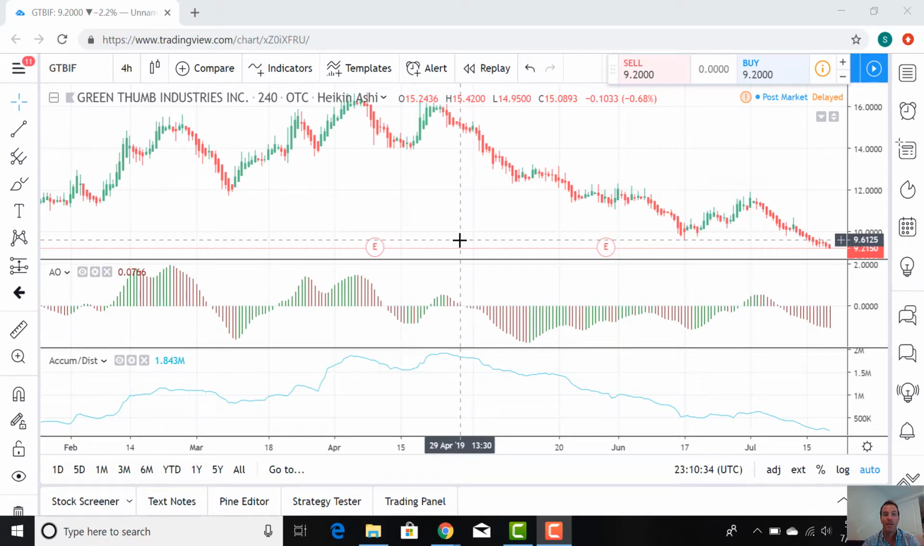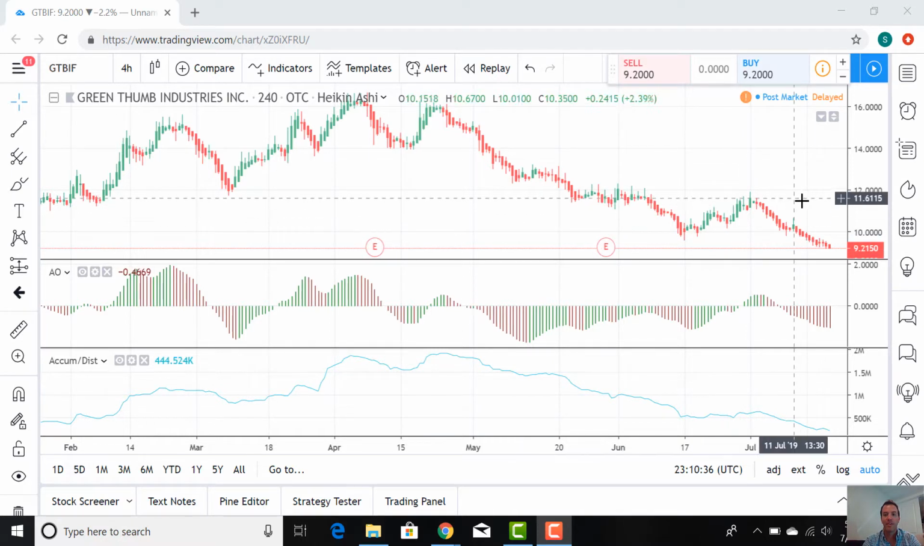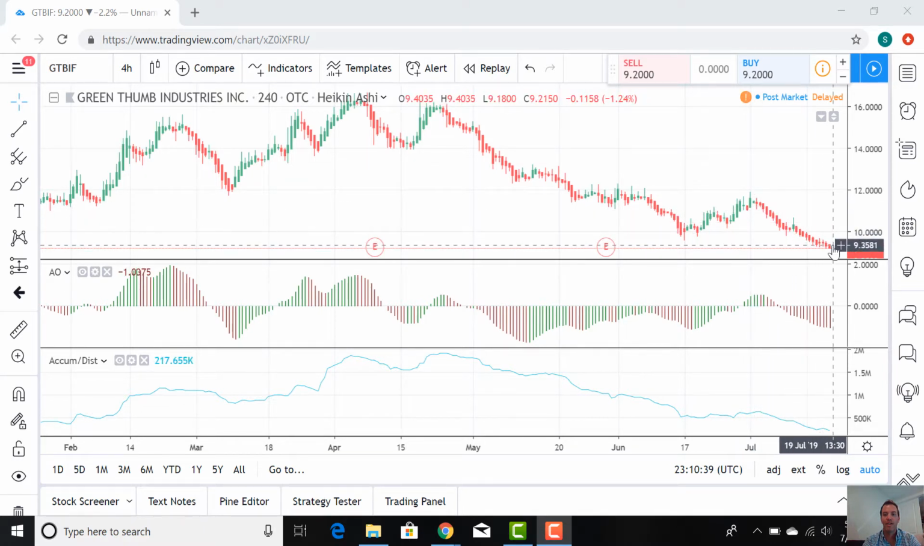So use the awesome oscillator and the accumulation distribution line, again, to confirm trends or to identify reversals, and pay attention to Green Thumb. It's lining up for a pretty interesting move here, so pay attention to when we start to see our indicator, our awesome indicator in particular, try and change direction. We may have a bullish cross coming in the near future.